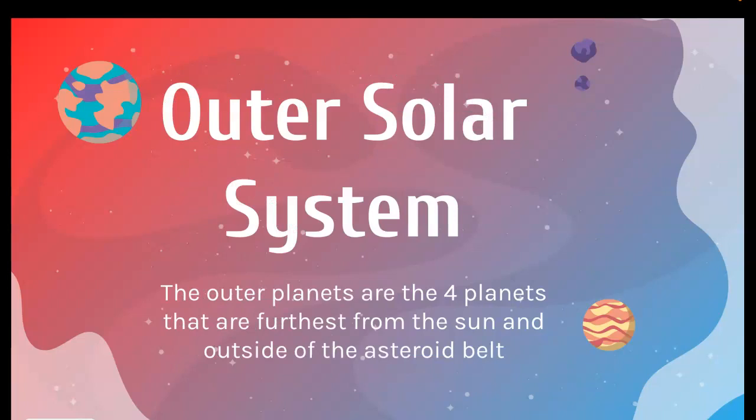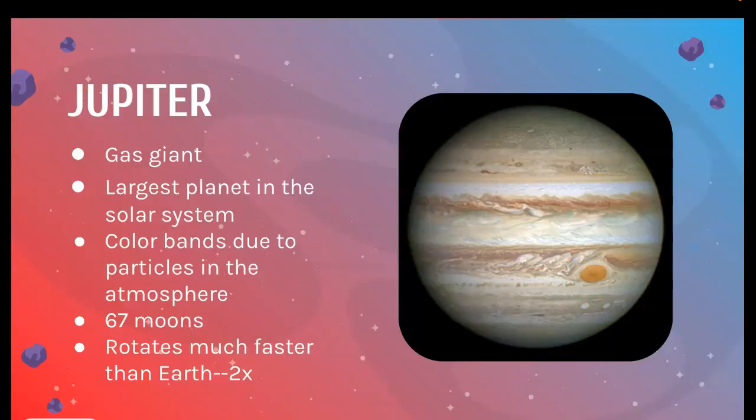All right, the outer solar system. The outer planets are the 4 planets that are furthest from the sun and outside of the asteroid belt. They also have some key features that make them quite different from the inner planets. Jupiter is our first one. Jupiter is considered a gas giant. It is the largest planet in the solar system. It has color bands due to the particles in the atmosphere. It has 67 moons, and it rotates much faster than Earth, at least 2 times faster than Earth rotates.